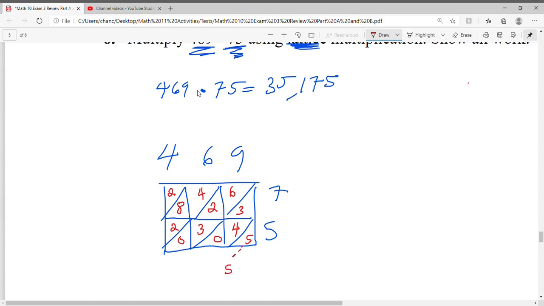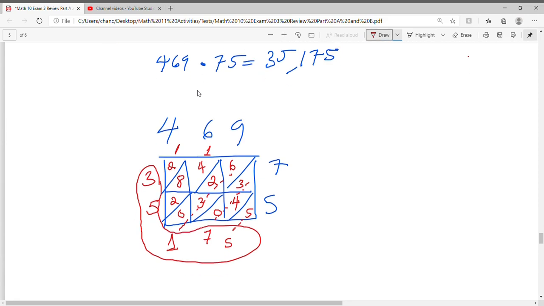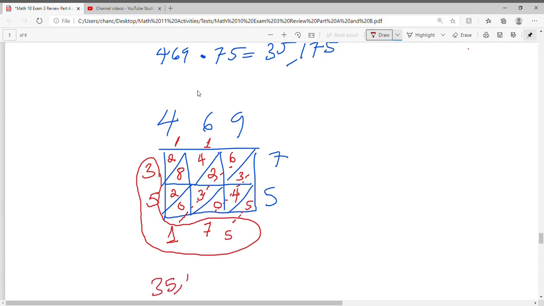This is a 5. 3 plus 4 plus 0, that's 7. 6 plus 2 plus 3 gives me 11. We'll put a 1 here and we'll carry that 1 over. 1 plus 4 plus 8 plus 2 is 15. We'll put a 5 here and we'll carry that 1 over. 1 plus 2, that's 3. So here's our solution using the lattice method. And that is 35,175. And that is the correct answer. So I know I did this question right.